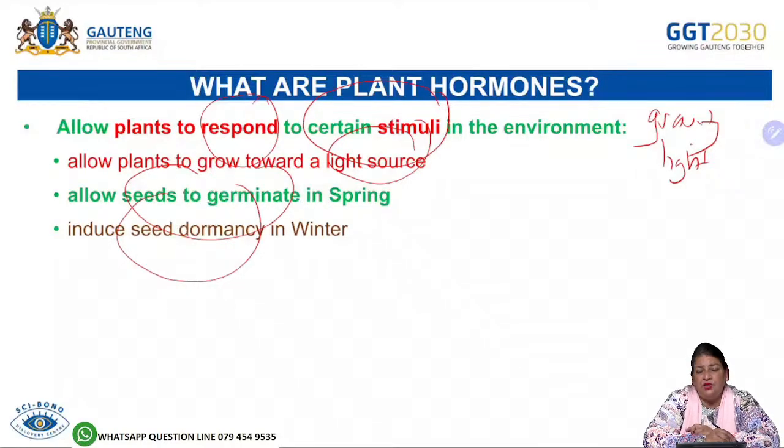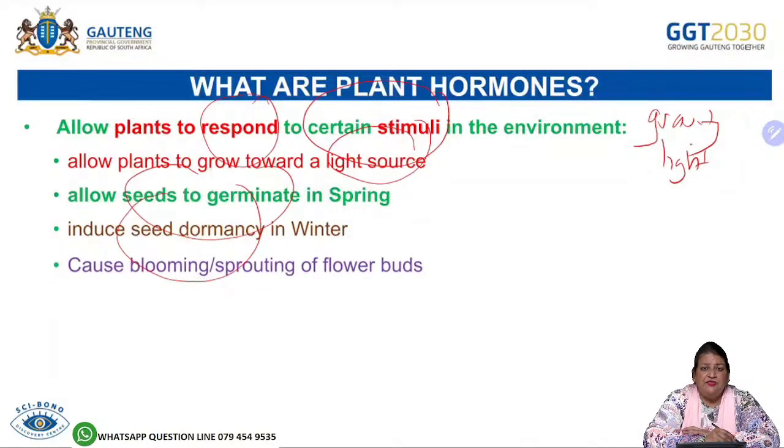And this is very important because winter is a cold month. In winter, there's no rainfall, there's no water. So if seeds should germinate, they would die, and it becomes very, very wasteful for the farmer. So it's very important. Naturally, seeds become dormant in winter because of a hormone.